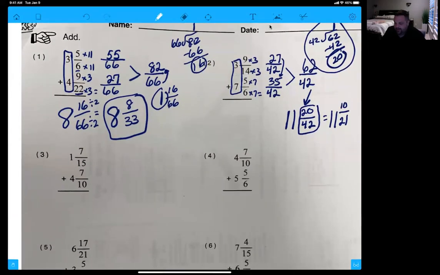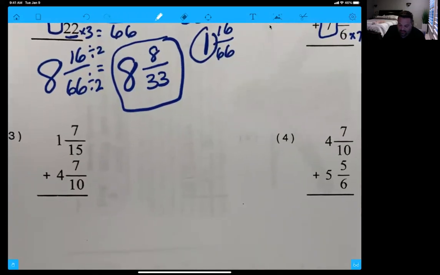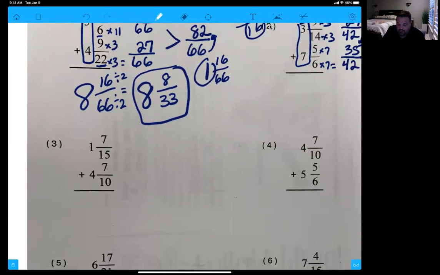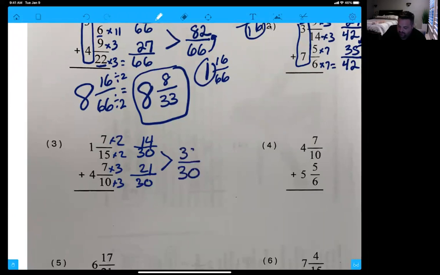Okay, quickly, let's look at number 3. If you want to do it on your own, now would be a time to pause and then watch the video. Okay, so for this one, our common denominator is 30. So the bottom was times 3, this would be times 3, 21. This was times 2, this would be times 2, so that would be 14. Now I can add them together. 30 doesn't change. Adding them together gives me 35.